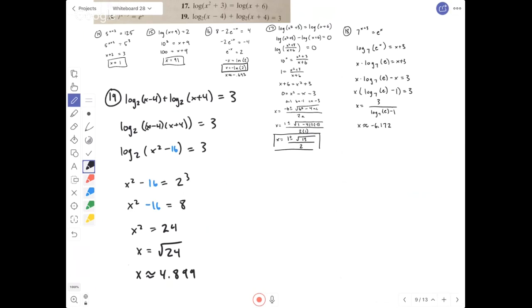Okay, but notice that x is not negative. So even though negative 4.899 squared would be 24, x does not equal negative 4.899. Because if I were to plug a negative value into this logarithm, I would get a negative argument of the logarithm, which is not allowed. Whew.